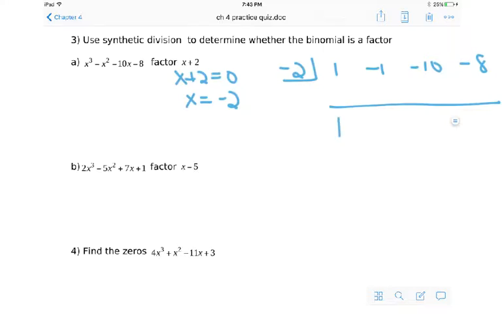All right, so I bring down the 1. Above the line is -2. Below is -3. Above is +6. Below is -4.